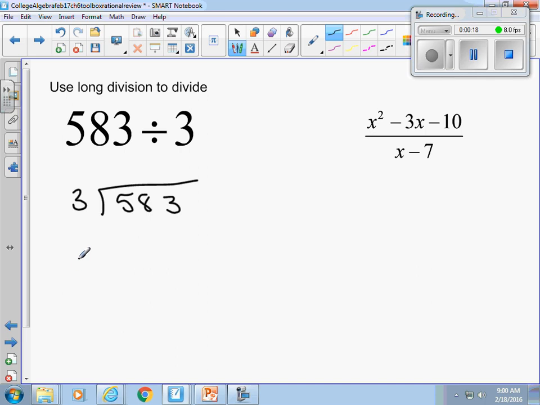3 times what gets me close to 5 without going over, right? Or 1. And then you multiply the 1 by the 3 and you put it here. And you subtract. Right? So you get 283. Everyone agree so far? Then you ask yourself, 3 times what gives you 283?